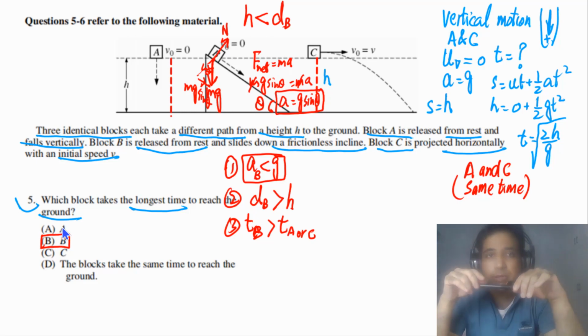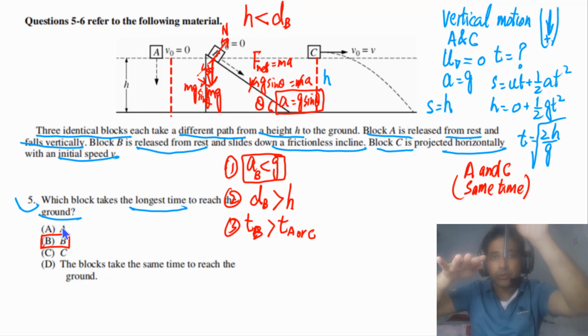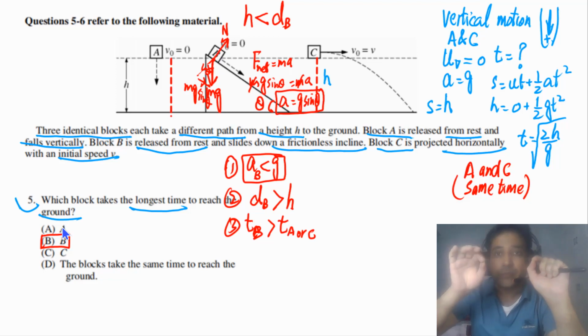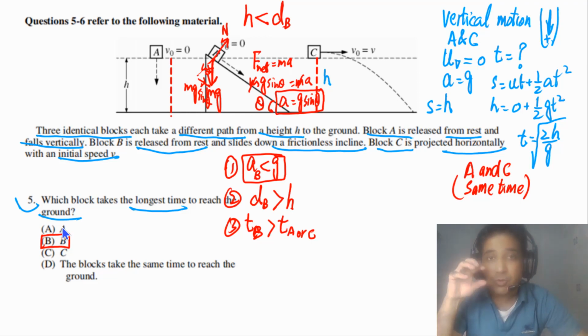One thing you need to understand is that if you throw any object horizontally with any velocity, or if you just drop the object, if the vertical displacement is the same, the time taken will be the same if we ignore air resistance. Very important concept. If this point is clear to you, it means the basic understanding of projectile motion is clear.